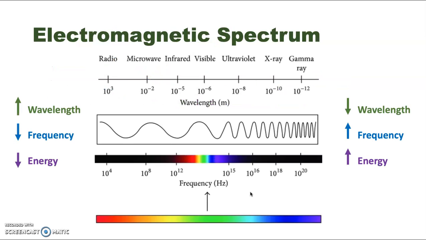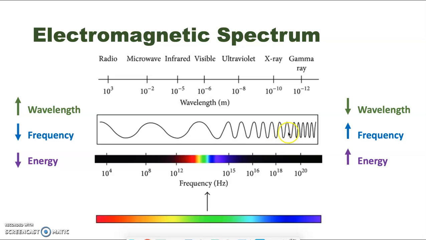So here's the spectrum I was talking about. You should have this in your note packet, something similar to this. So you got a whole spectrum here, from long wavelength to short wavelength. The long wavelengths are like your radio waves, microwaves, so you see the categories up here. And then the very short ones are gamma rays, X-rays.